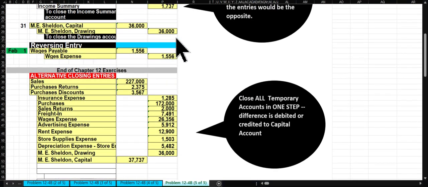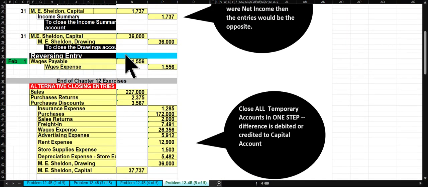Step 4 in closing out the books is to close out the drawings account, which, as you remember, is another temporary account that has a debit balance. So to make it equal to zero, we credit the amount that's in the account. This account would now have a zero balance, and we debit the capital account. Notice that the capital account is going to be debited in this case twice, once with the loss and once with the drawing. So the total debit there is $37,737.